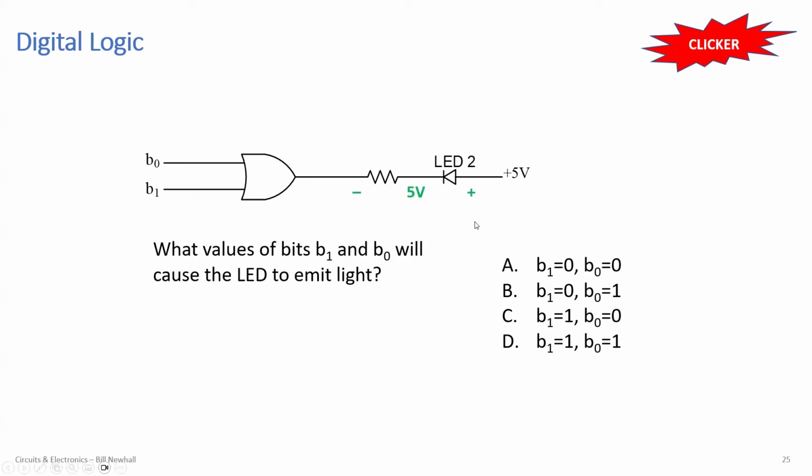So we want this LED to light. We need 5 volts across the pair of the diode and the resistor, like this. That means we need 0 volts on the left side of the resistor, right? Because we have 5 volts node voltage on the right side of the LED. The output of that OR gate needs to be a zero. The only way you get a zero out of an OR gate is to have two zeros applied to the two inputs. All right, so that's the answer.